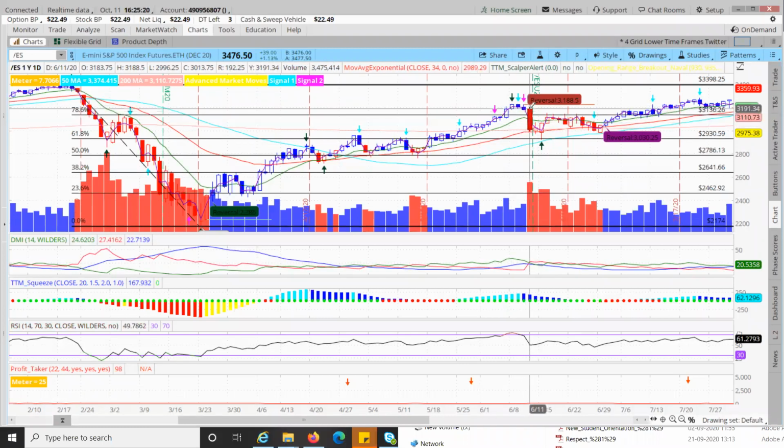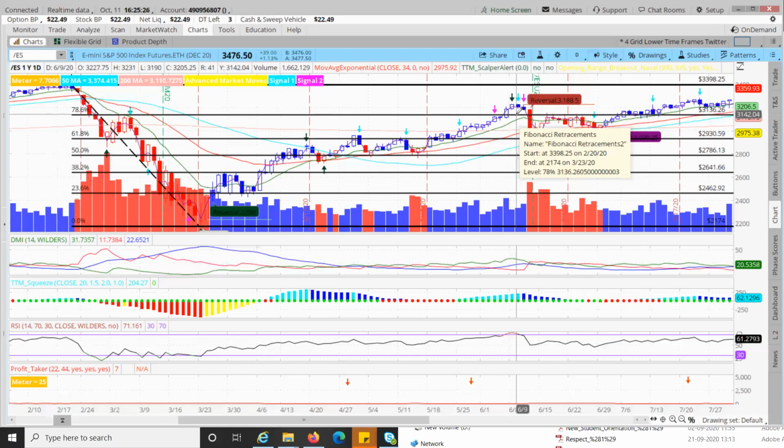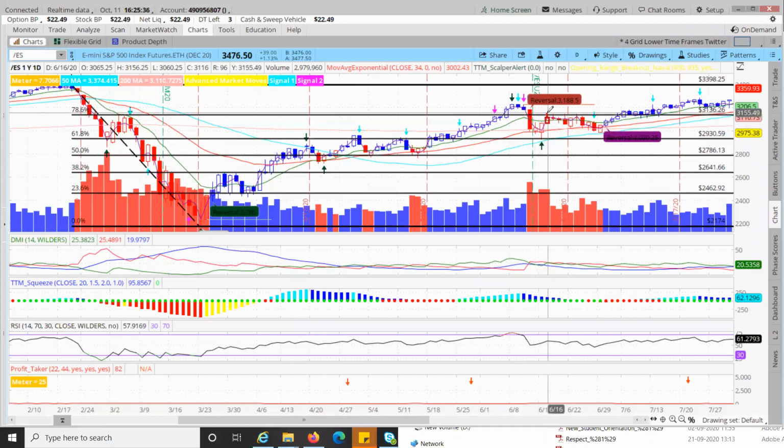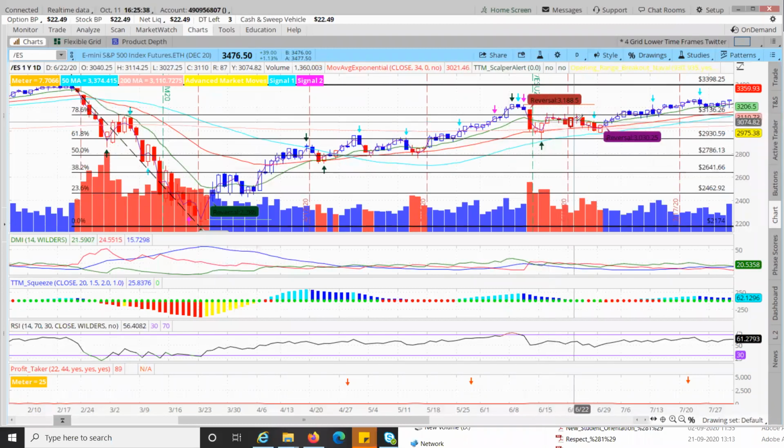You may not get the shot right on time. But if you know that as soon as it goes below 78.6, it's going to test 50%, you can make a shot right there. And as soon as it goes below, see, you can make a shot right here. It's going to go down and test it.